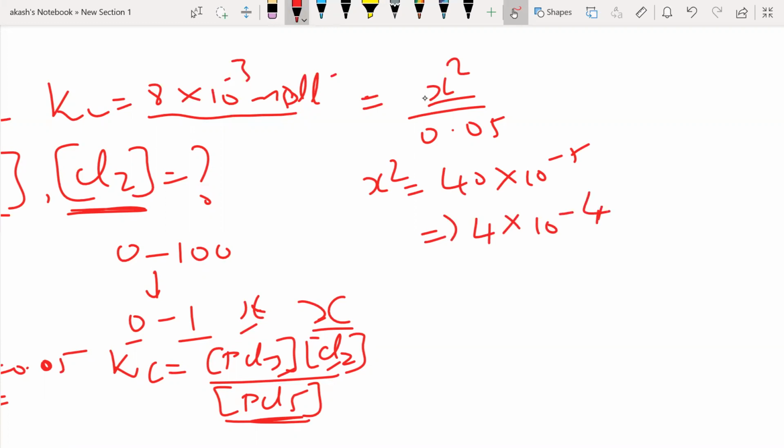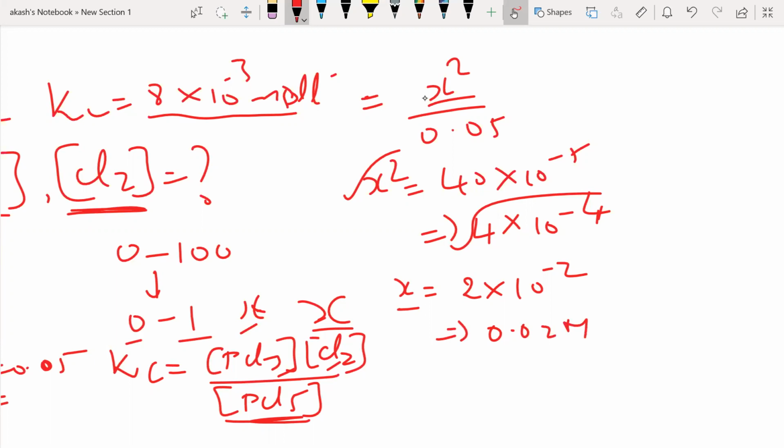Right? So what will be the X value then? The X value will be 2 into 10 to the power minus 2 if we take the root of this, because I need to take the root to get X, right? So 2 into 10 to the power minus 2, or I can write it as 0.02 m. That's it. That's the answer.